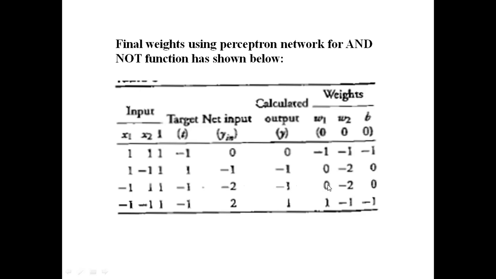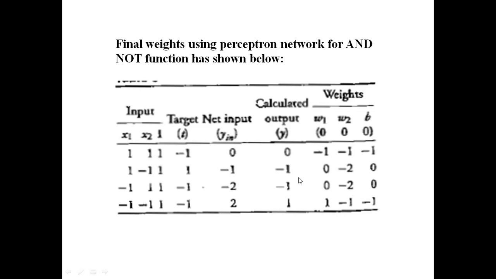And then 0, -2, 0, and what are our inputs and target? The inputs are -1 and -1, and the target is -1. So we multiply 0 with -1, that is 0. We multiply -2 with -1, that is 2, and 0 with -1, that is 0, and this is 0 simply. So the net input becomes 2, which is greater than 0. So the output value of y will be 1.